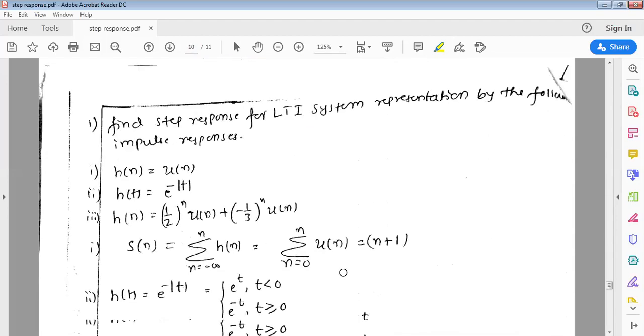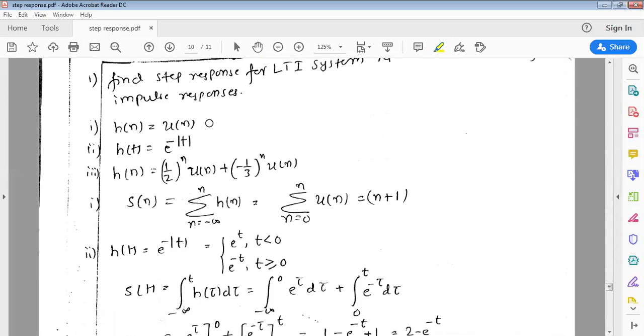Okay. We'll take one more problem. Find the step response for LTI systems. Same procedure. H of n equal to u of n. Summation n equal to minus infinity to n of h of n. So u of n does not exist when below 0. Therefore, I'll replace minus infinity by 0.